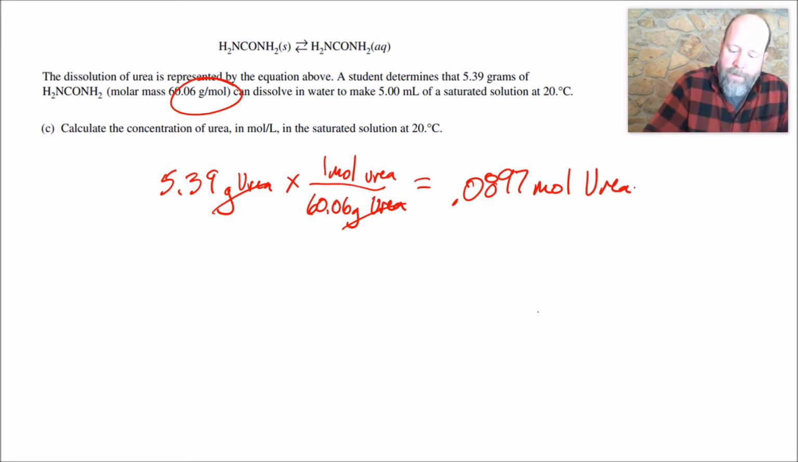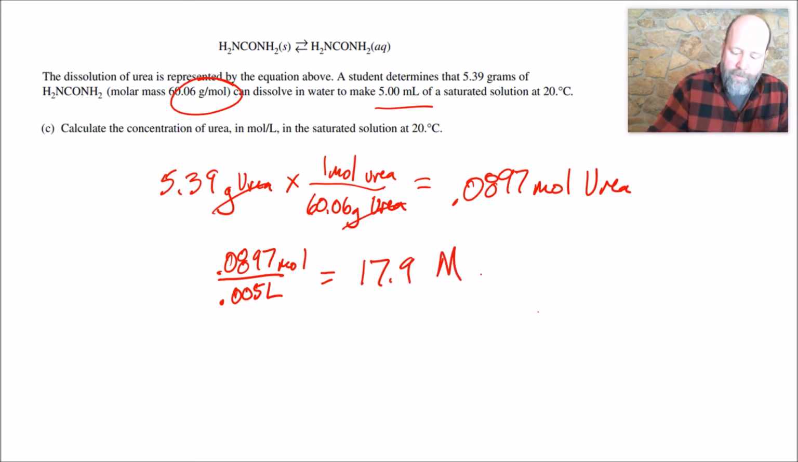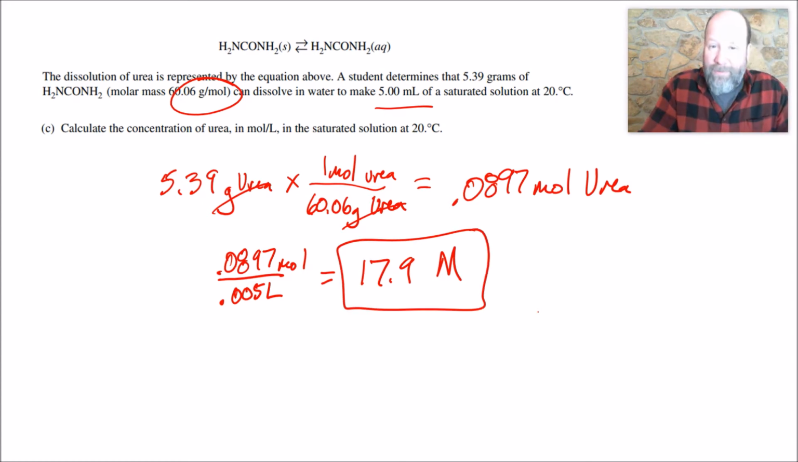And I need moles per liter, so here's my volume. It's 5 milliliters, which is 0.005 liters. So I'm going to put that under my 0.0897 moles. Punch that in my calculator. I'm just going to take my answer that I already have, divided by 0.005, because that's my 5 milliliters. And that gets me, and I've still got 3 sig figs, so I'm going to go 17.9 molar. That's my concentration. So that's pretty straightforward.